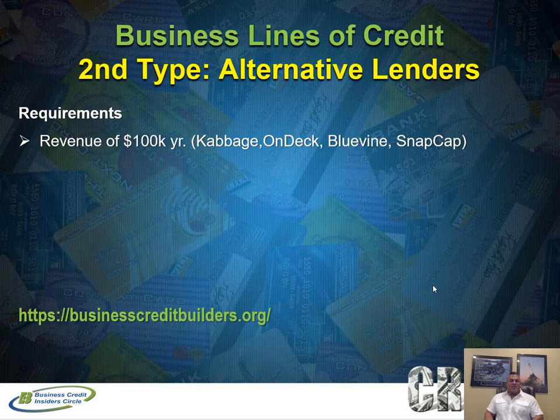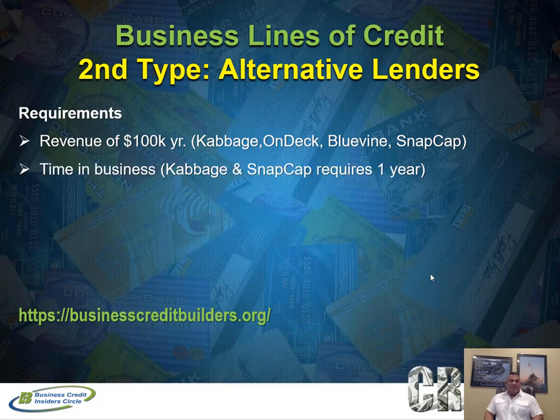Now, what are the requirements to get a business line of credit with companies like Kabbage, On Deck, BlueVine, Snapcap? Number one, you have to do at least $100,000 a year in revenue as a business. So if you're doing $20,000, $50,000, you don't qualify for these particular alternative lenders. But there is one that I'm going to share with you on the next slide whose minimum is only $40,000, so they'll consider you for a line of credit if you're only doing $40,000 a year as a business. And I'll tell you about that in a minute.